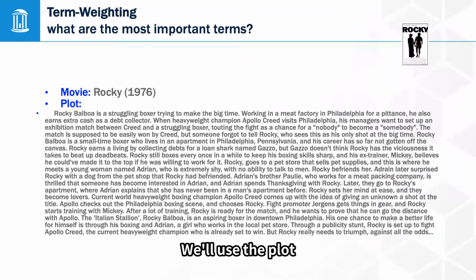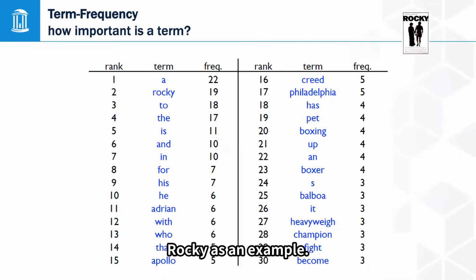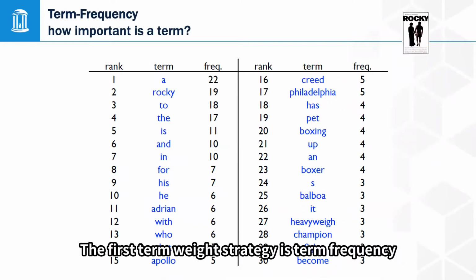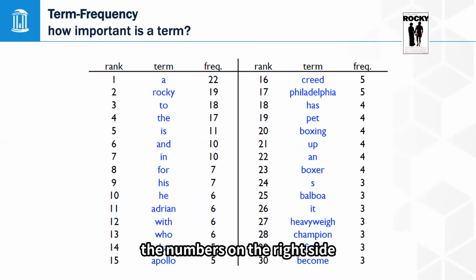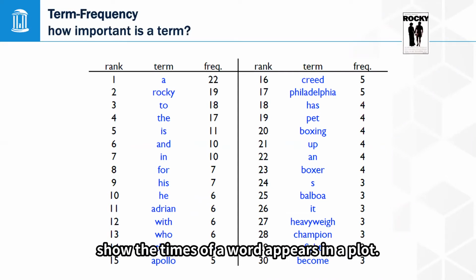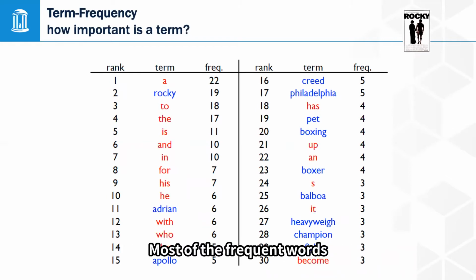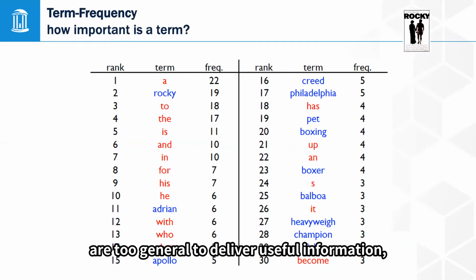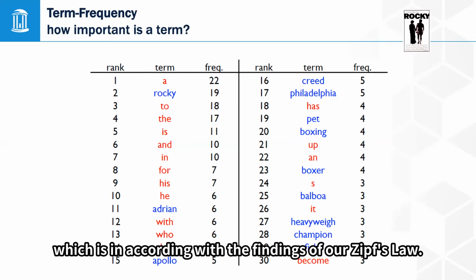We will use the plot description of the movie Rocky as an example. The first term weight strategy is term frequency. The numbers on the right side show the times a word appears in a plot. Most of the frequent words are too general to deliver useful information, which is in accordance with the findings of our Zipf's law.